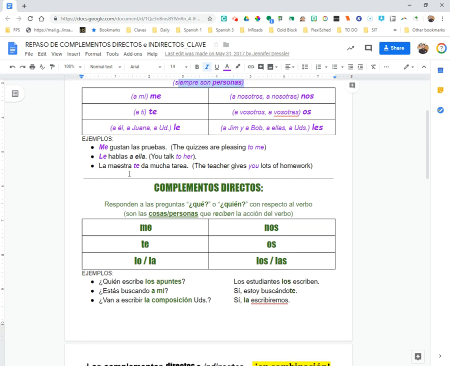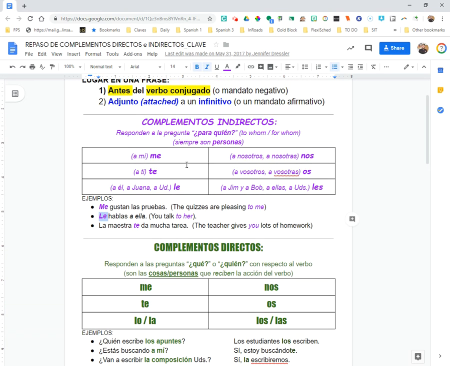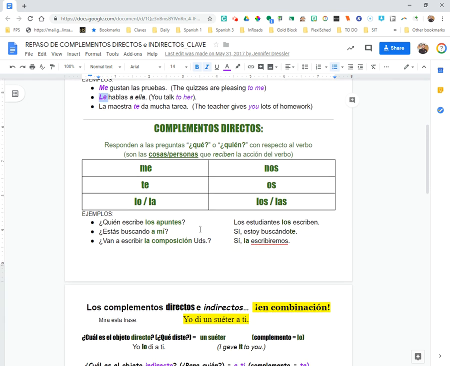So here are some examples. Me gustan las pruebas. The quizzes are pleasing to me. Or this one, le hablas a ella. You talk to her. And la maestra te da mucha tarea. The teacher gives all the homework to you. So in all these situations, something is done to or for somebody. Me, te, le, nos, os, les.